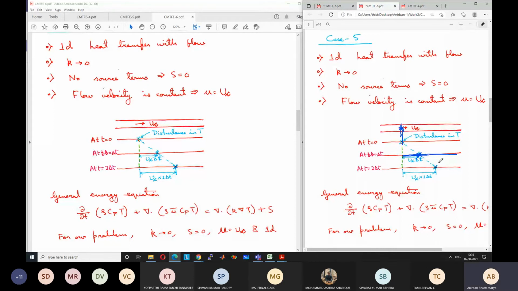So at this point, what I have just said, initially everywhere it was 300 and I have made the temperature here 600 Kelvin. So after this delta t time, this point has moved to this point, right? u infinity to delta t. So can you say what is the temperature distribution now? Which points have what temperature?